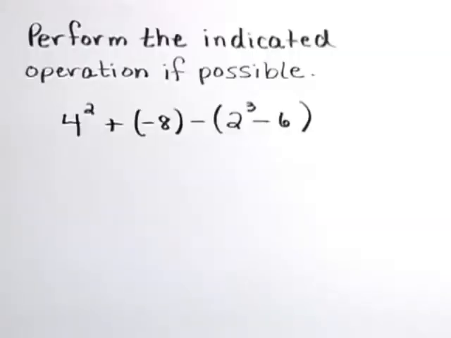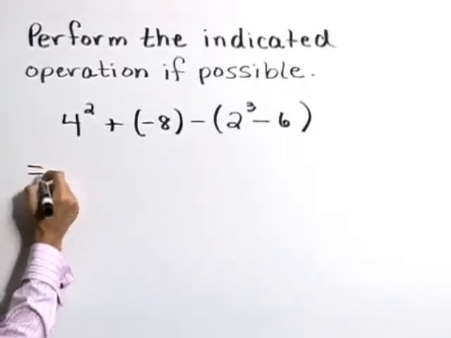Perform the indicated operation, if possible. 4 squared plus negative 8 minus the quantity 2 cubed minus 6. Let's use the order of operations to simplify this.